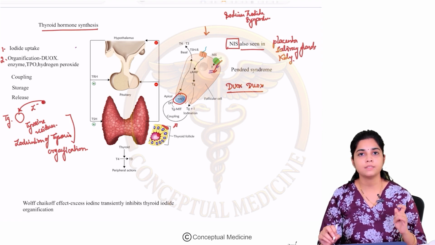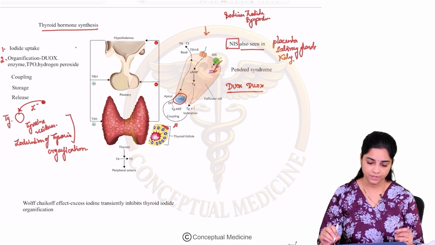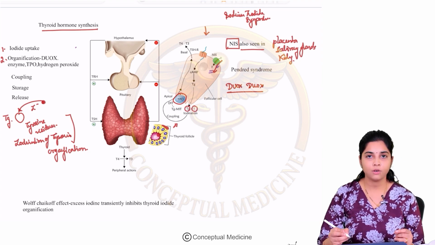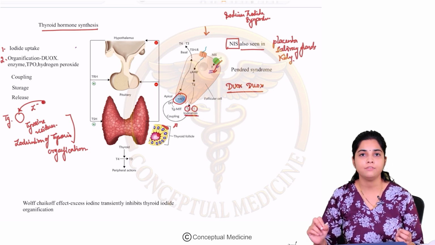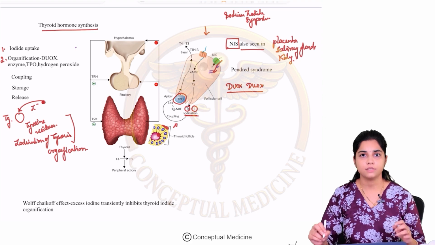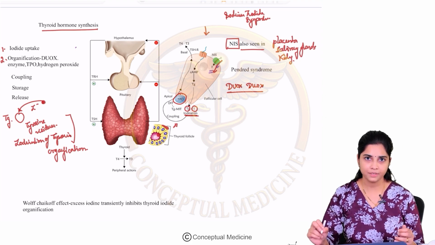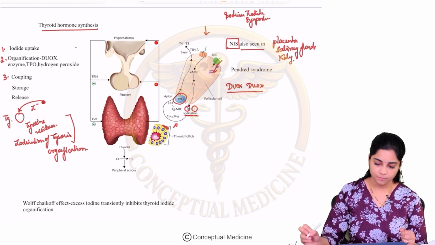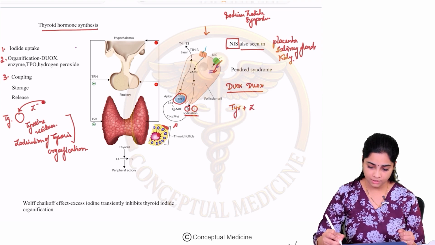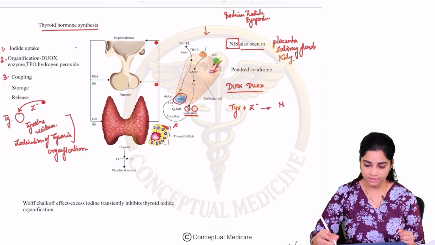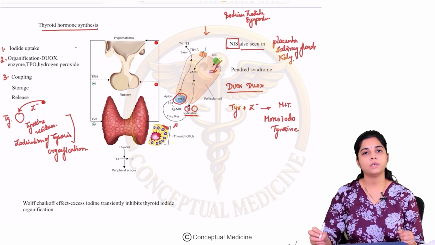Once this oxidation happens, this iodide molecule is incorporated into the tyrosine residues within the thyroglobulin. So, your thyroglobulin combines with your iodide, and this process is your iodination, and this entire process is called as organification. Okay, clear. Then, the third step, once the organification is done, your tyrosine residue plus one iodide molecule results in a molecule called monoiodotyrosine.